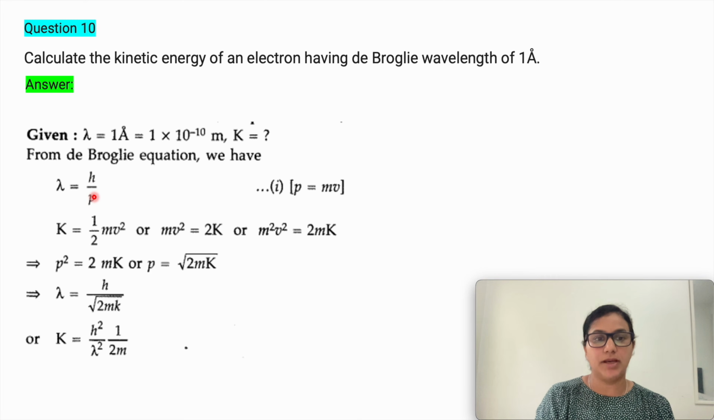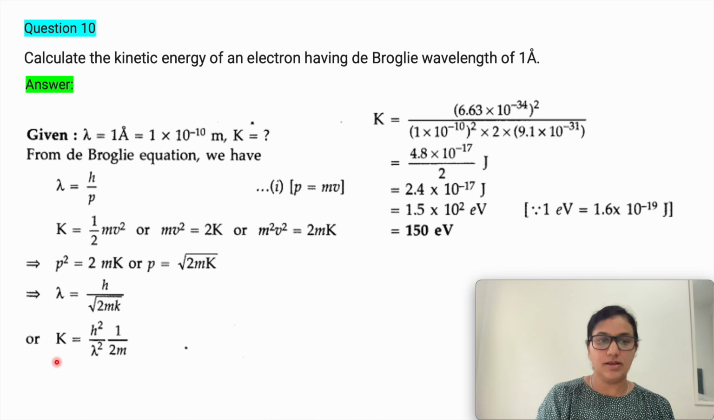Lambda is equal to h by p, or K is equal to half mv square, or mv square is equal to 2K. So from that you get the equation p is equal to root of 2mK. Then equate the two equations, you get it as kinetic energy is equal to h square by lambda square into 1 by 2m. So we get the final equation as this. Then substitute all the values in this equation. You get the kinetic energy as 150 electron volt.